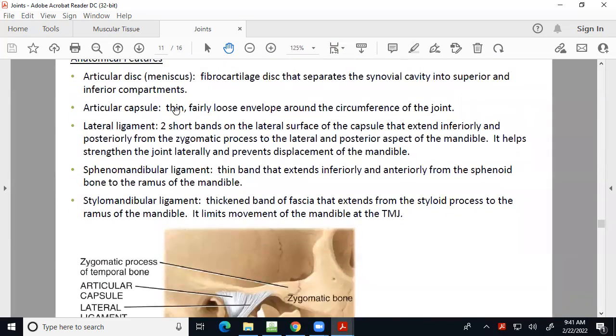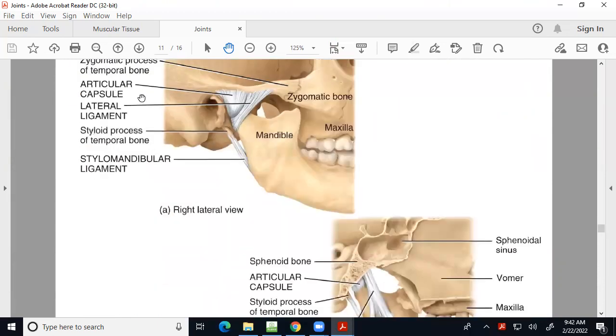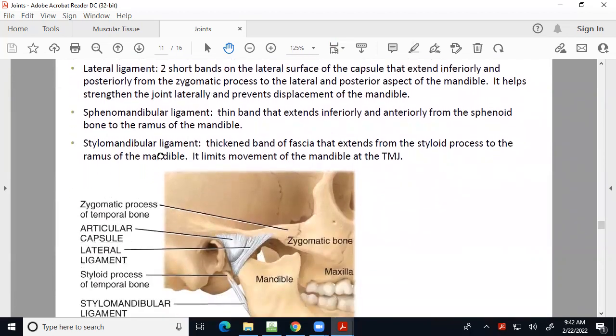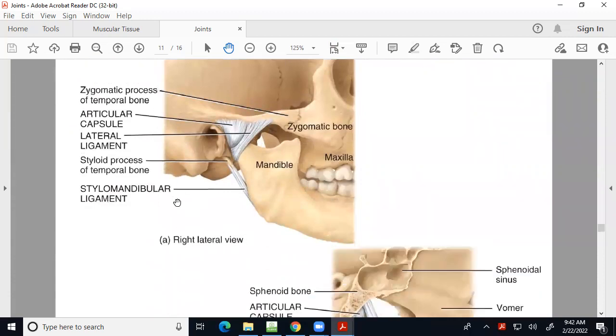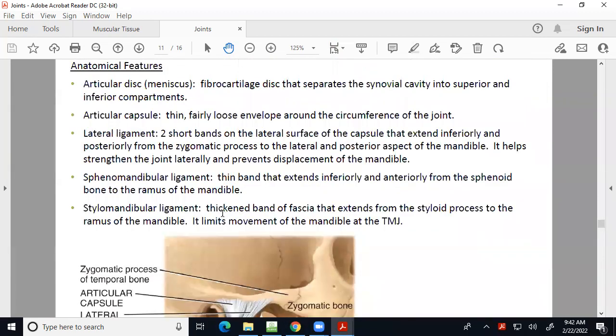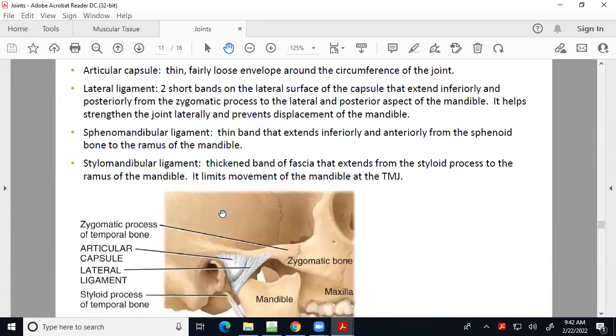What we cannot see in either picture, and that's okay, but I'm going to mention it anyway, is the articular disc or meniscus. A fibrocartilage disc separates the synovial cavity into superior and inferior components. What we can see in both pictures, and I want you to highlight it in both pictures, is the articular capsule, a thin, fairly loose envelope around the circumference of the joint. Now, hopefully this is common sense, but in the lateral view, you're going to get a good view of the lateral ligament. You won't see the lateral ligament here in the medial view. Hopefully that's pretty straightforward as to why. Lateral, because it's on the lateral side.